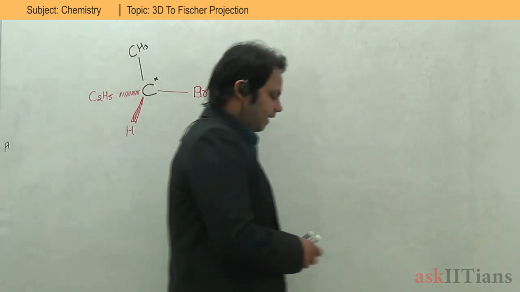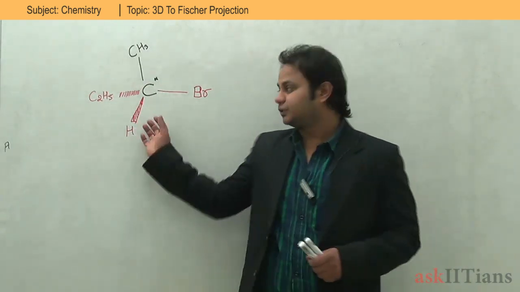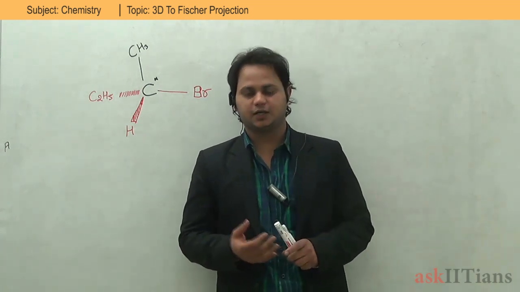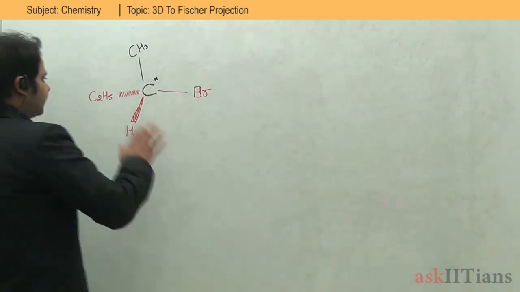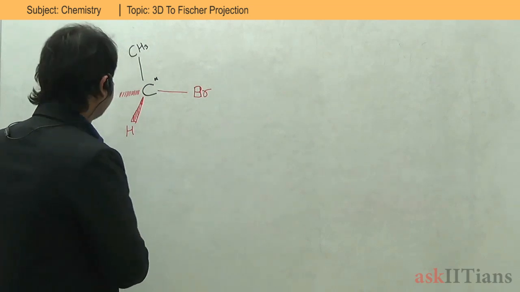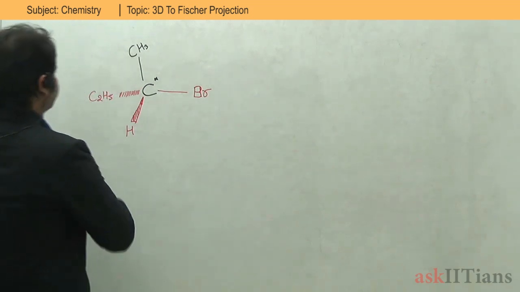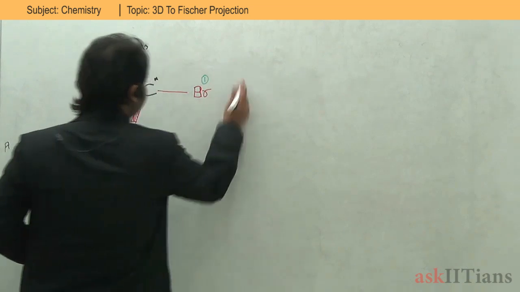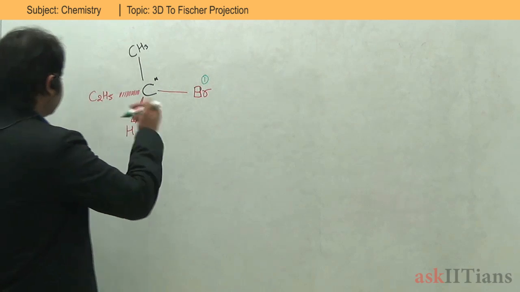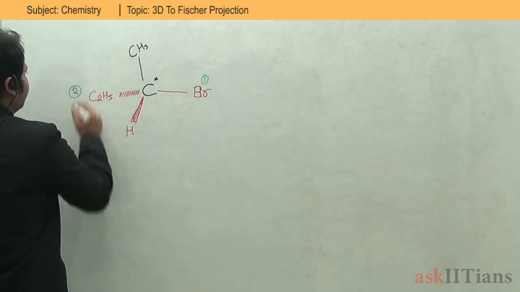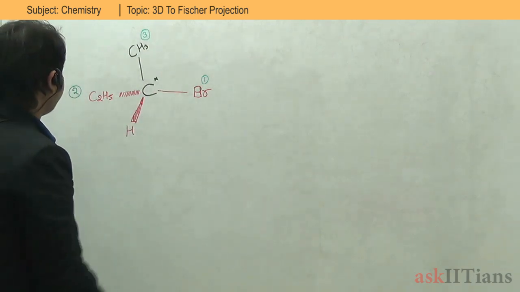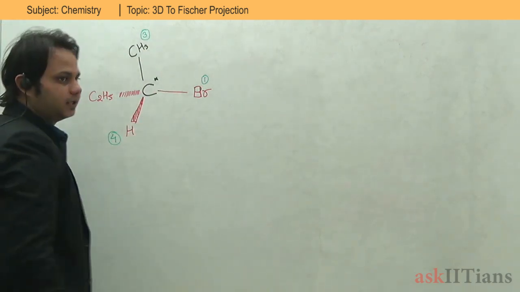To define the Fischer projection of this particular compound, let's first define the R and S configuration. First define the optical isomers, basically R or S. So how are we going to define the positions? First, Br is in the first position, because Br is above all of these. Then second we have C2H5, and at the third position I'm having CH3. So this is the priority order. And at the fourth position I'm having H.